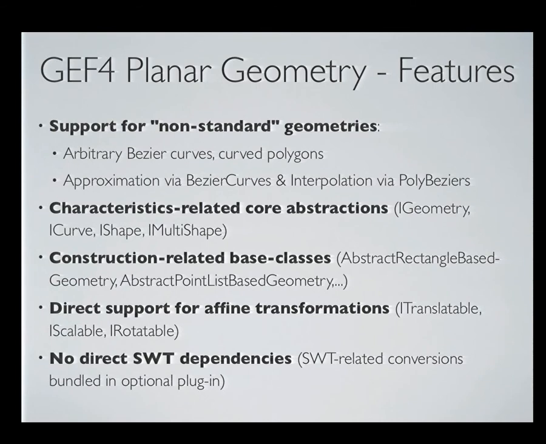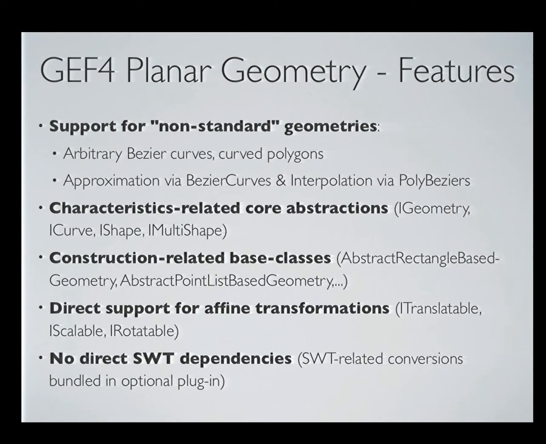Yeah, some features I already named. We have support for arbitrary Bezier curves, for curved polygons. We can perform a few approximations and interpolations. We have tried to define the API in a sense that we have some core abstractions like curves, like shapes, like multi-shapes, which have a clear, concise API, so you can touch each geometry with another one to see if they have at least one point in common. You can intersect all curves, you have containment tests for all shapes and so on.